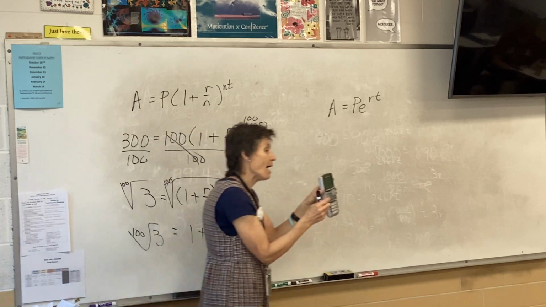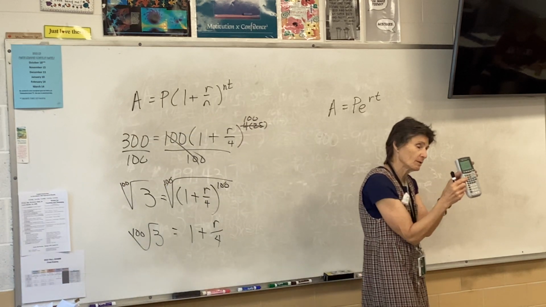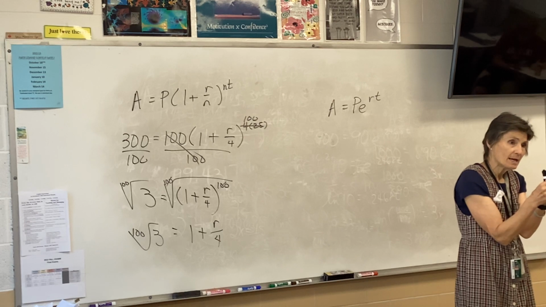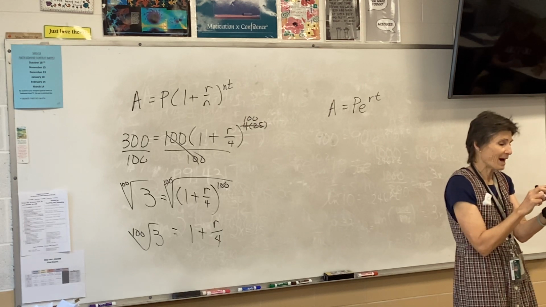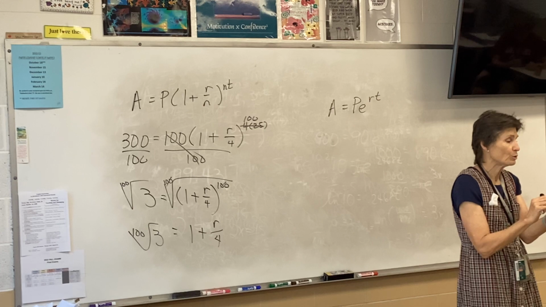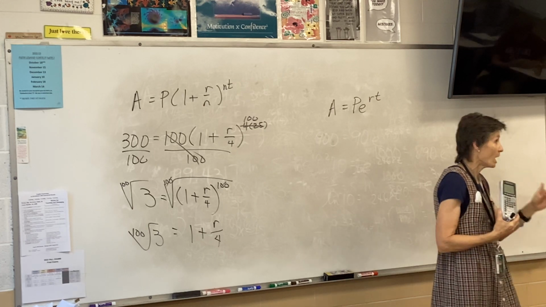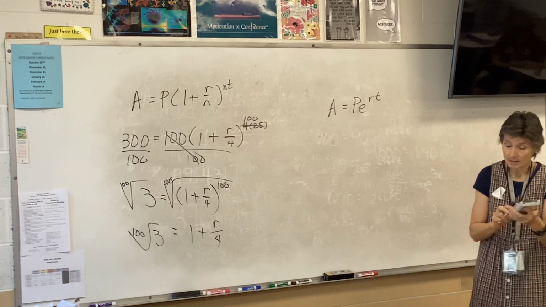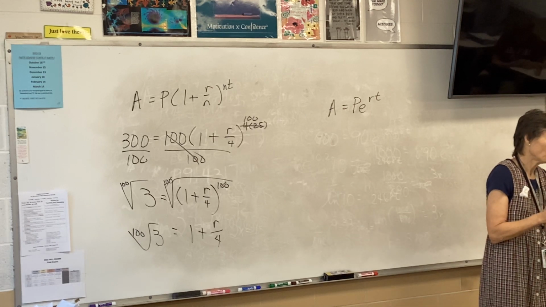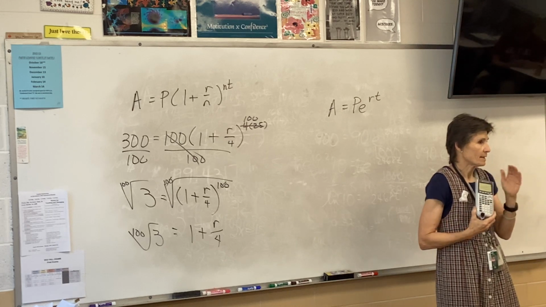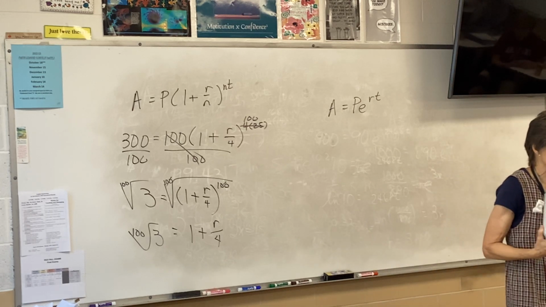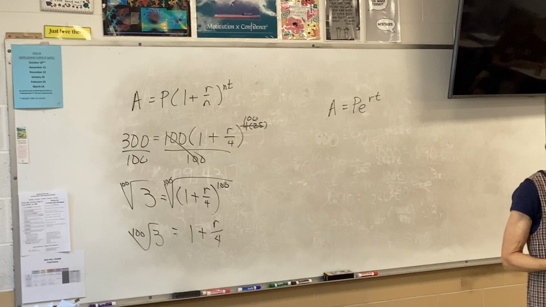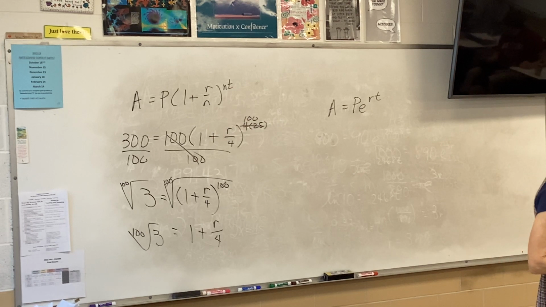And then math, where my little finger is right here, math. And then option 5 is the xth root, and that's what you're doing, but you've already put 100 in. 100, and then xth root, and then 3, and you should get 1.011. Okay, so that's how you take the 100th root. Put in 100, and then math, x root option, and then 3, okay?